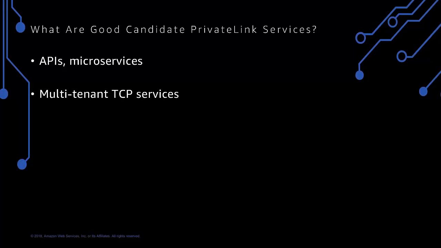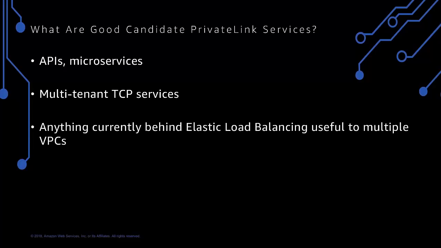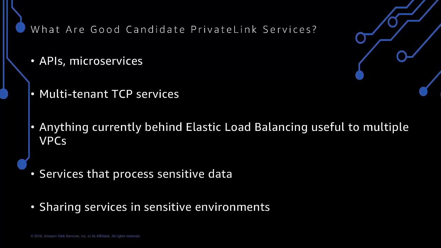Another one is anything that's currently behind a load balancer, which tends to be a pretty good choice since it already sort of meets the hard requirements. And then more generally speaking, anything that's processing sensitive data. We see this in government, healthcare, financial systems, anyone who really cares about their data. This tends to be pretty helpful for them. Or if it's just sensitive environments, if you don't want to share that data, or you have a lot of regulation and control, we see PrivateLink helping out a lot in those types of places.